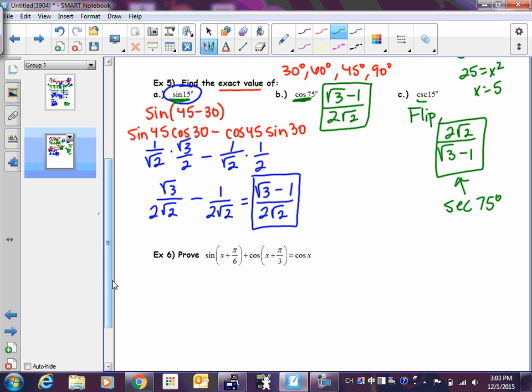Okay, so when you're doing reciprocals, you have to be the same. The only time you do complementary is when you're doing co-functions.